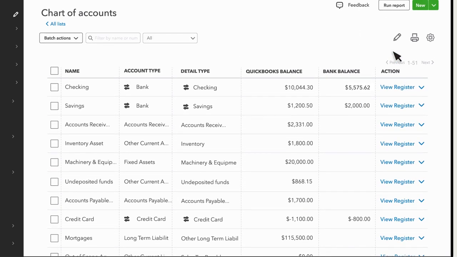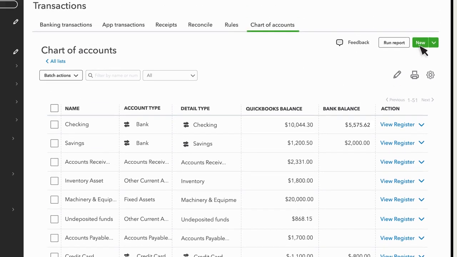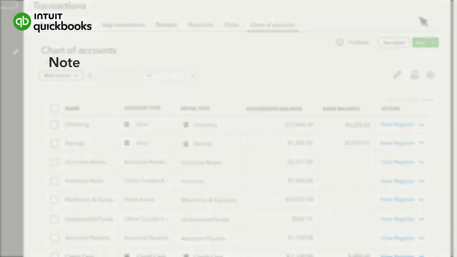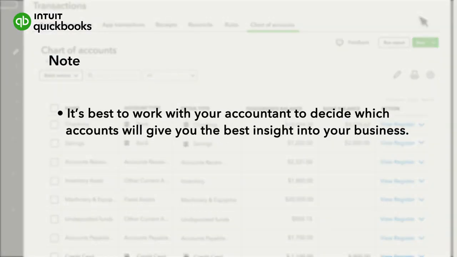QuickBooks comes with many accounts already set up for you. However, you'll probably want to add some more. When you do, you can add them here. This other video here will show you how. Your accounts don't have account numbers by default, but you can check out this video to learn how to turn on account numbers. Note that it's best to work with your accountant to decide which accounts will give you the best insight into your business.